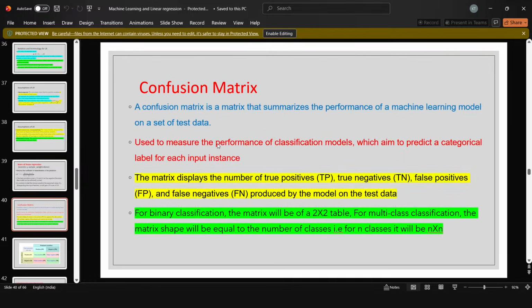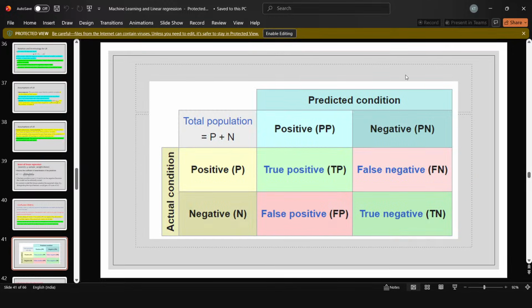The next concept is the confusion matrix. I hope you won't have any confusion in confusion matrix because it's as simple as this. Just remember the sequence of the cells here. The top one is predicted and this one is actual. The rows are actual conditions and the columns are predicted.